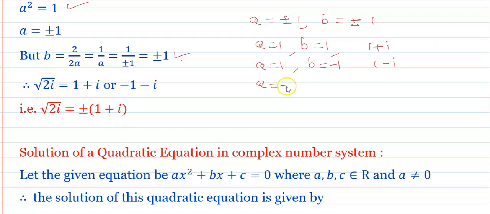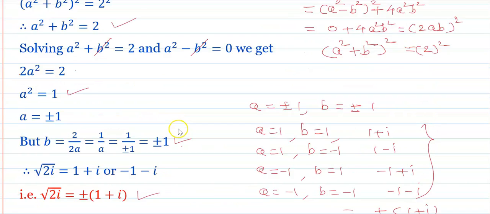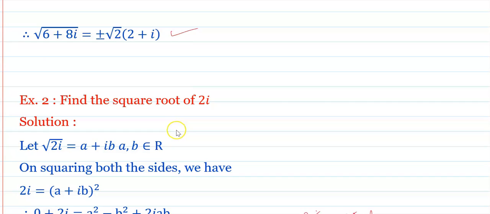If I take a is equals to minus 1, b is equals to plus 1, then you will get minus 1 plus i. If I take a is equals to minus 1, b is equals to minus 1, then you will get minus 1 minus i. Okay, means what? If I combine all these, then what you will get? That is plus or minus 1 plus i, and these are the square root of 2i. Therefore, the square root of 2i is plus or minus 1 plus i. Okay. या टाईपमध्ये तुम्हाला स्क्वेअर रूट फाइंड आउट करता येऊ शकते.